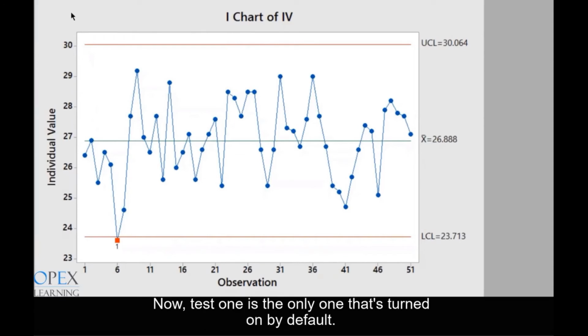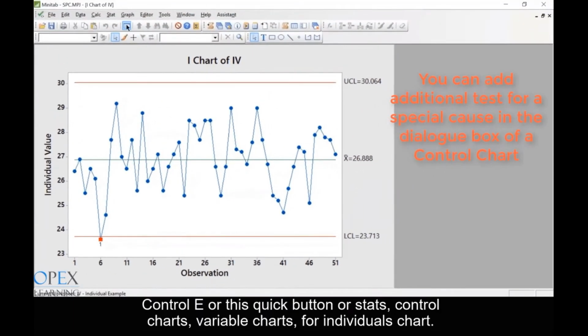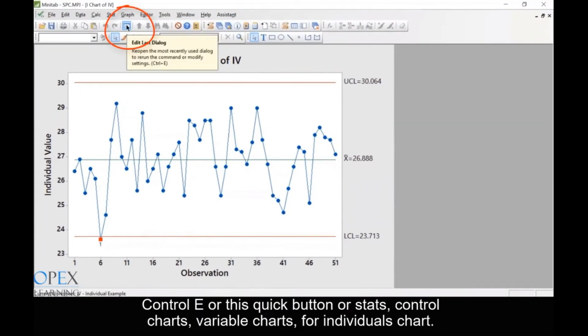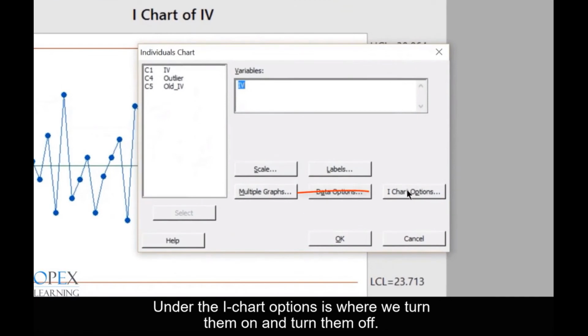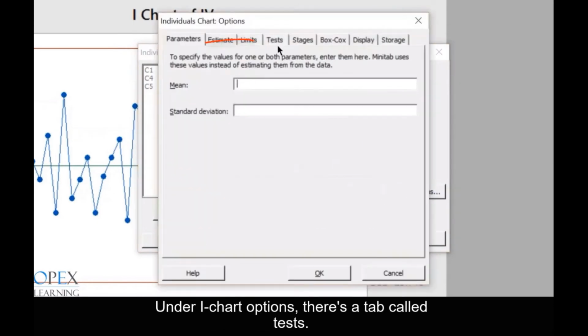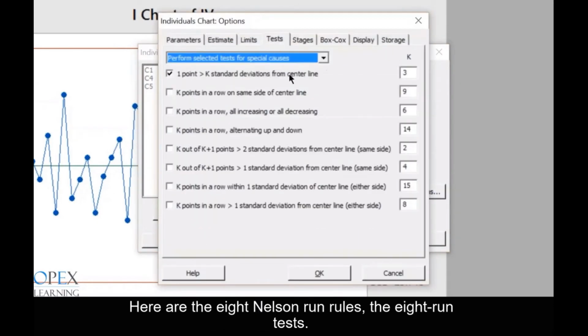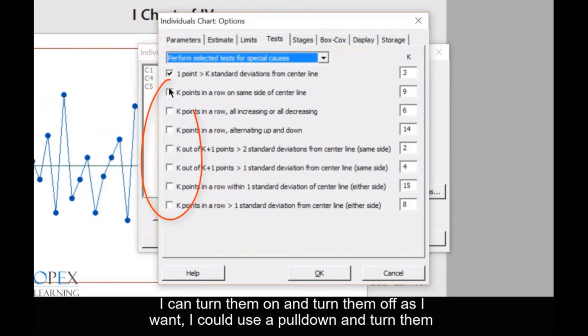Now, test 1 is the only one that's turned on by default. To turn on the others, I'm just going to edit the last dialog, Control E or this quick button, or Stat, Control Charts, Variable Charts for Individuals, I chart. Under the I chart options is where we turn them on and off. There's a tab called Tests. Here are the 8 Nelson run rules, the 8 run tests. By default, only test 1 is on. I can turn them on, turn them off as I want.